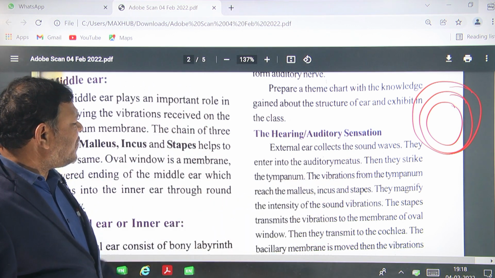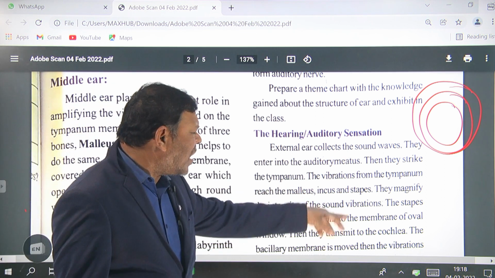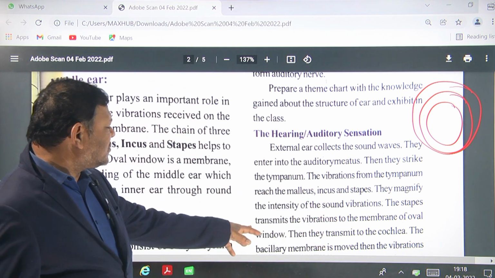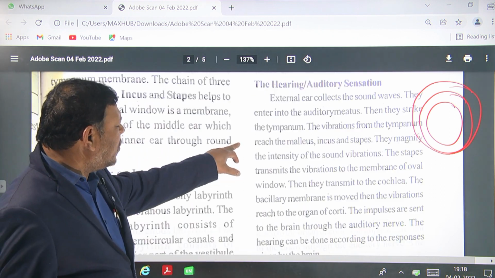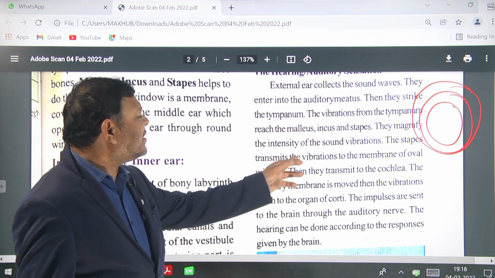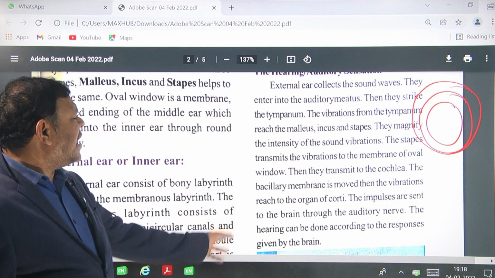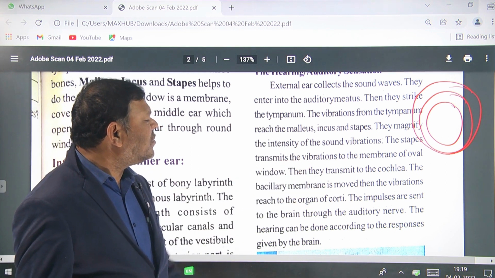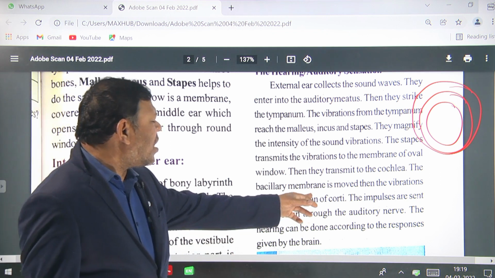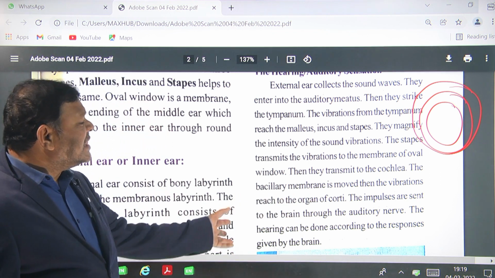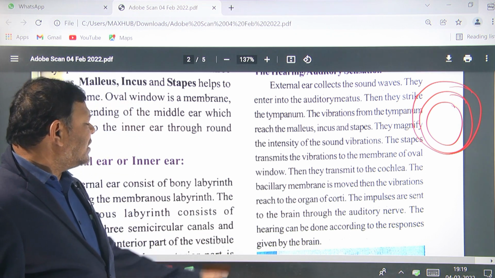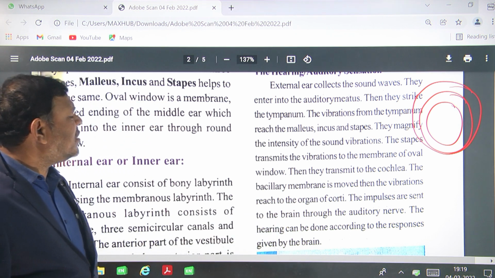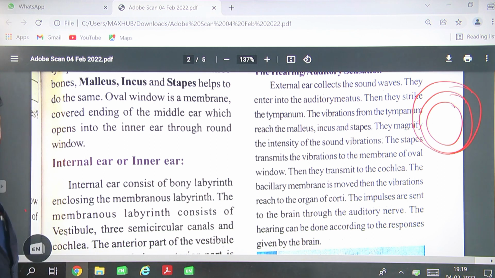The vibration from the tympanum reaches the malleus, incus and stapes. These magnify the intensity of the sound vibration. The stapes transmits the vibration to the membrane of the oval window, then to the cochlea. The basilar membrane is moved, and the vibration reaches the organ of Corti. The impulses are sent to the brain through the auditory nerve. Hearing is done according to the response given by the brain.